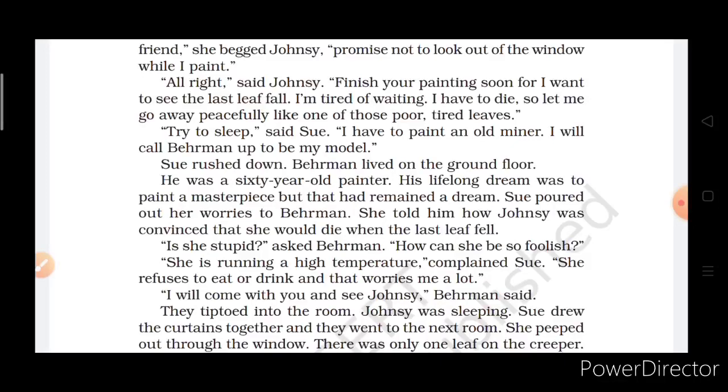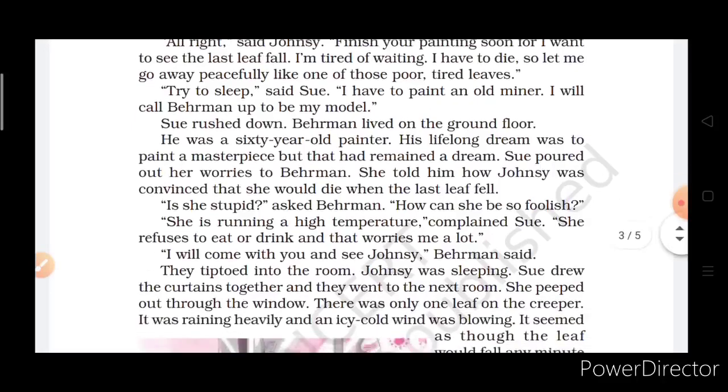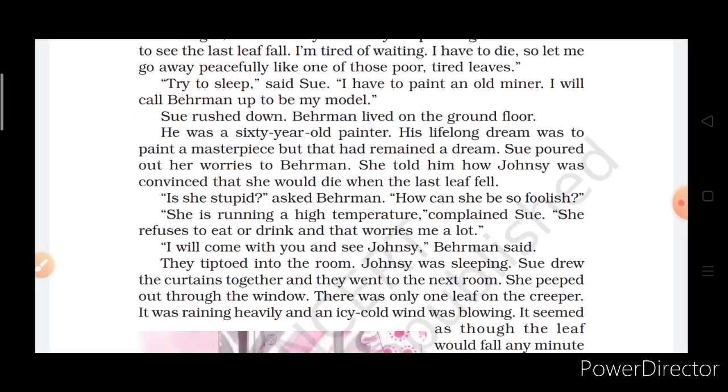Sue has to paint an old miner, so she wants to have Beckerman as her model. Beckerman is a 60-year-old painter. He lives on the ground floor. His lifelong dream is to paint a masterpiece, but that remains a dream for him. Sue tells all her worries to Beckerman about Johnsy, how Johnsy is convinced that she will die when the last leaf falls.